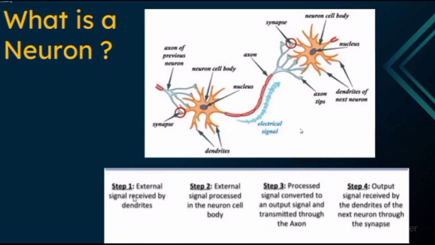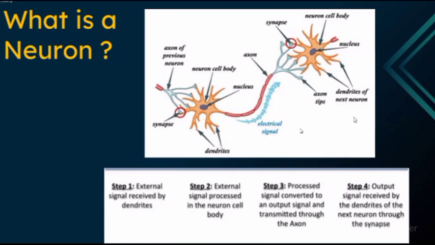So, external signal received by the dendrites. Keep in mind these 4 steps. You do not need to remember this architecture, but keep in mind these 4 steps. External signal received by the dendrites. External signal processed in the neuron cell body. We can call it the soma. Later on we will discuss that. And then the processed signal is converted into an output signal and transmitted through the axon. Axon is what gives you the output. Output signal is received by the dendrites of the next neuron through the synapse.